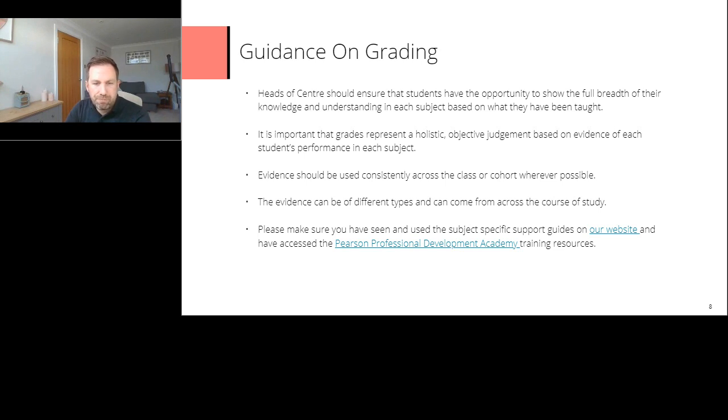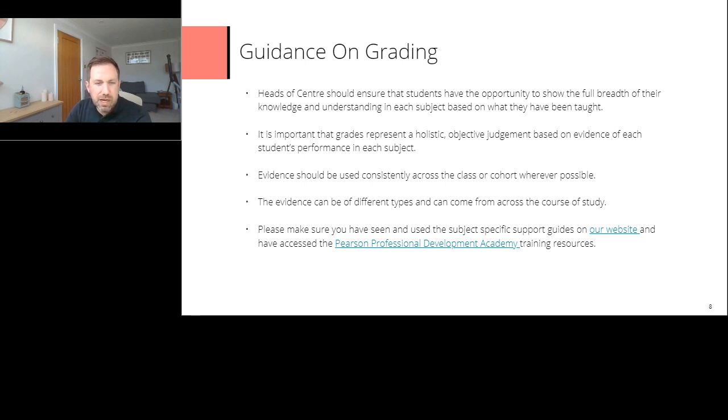Again, we are advising that as far as possible, evidence should be used consistently across the class or cohort as far as possible. We absolutely understand that for individual students within a class or within a cohort, there will be exceptions. Students may, for instance, not have been able to attend a particular assessment. They may have been unwell on the day that you set a particular task. It may be that they weren't able to collate evidence in the same way as some of their peers. But as far as possible, to ensure the consistent approach that you are taking and to make that process as fair as possible, we do advise that you use the same evidence consistently across your class.